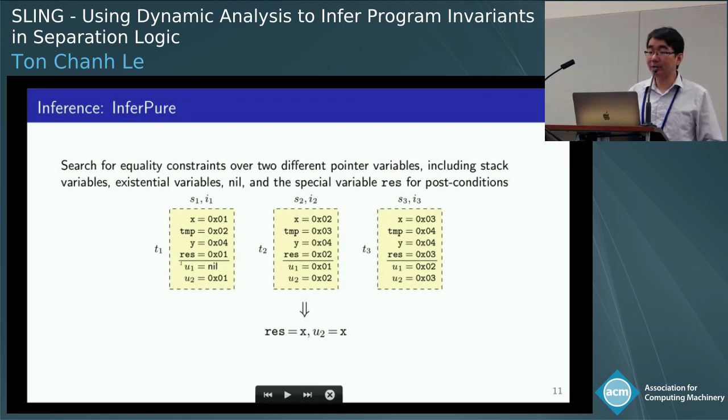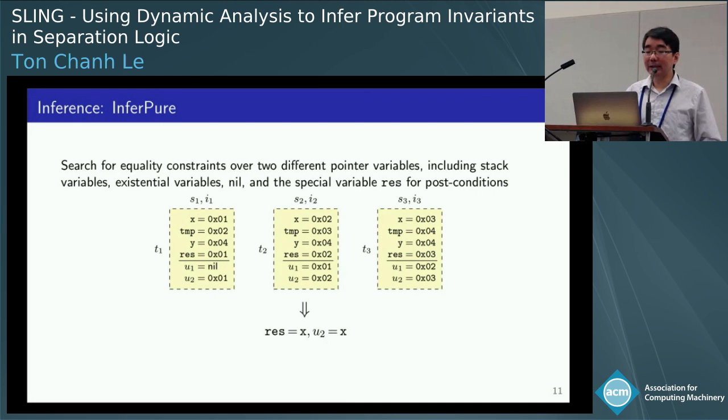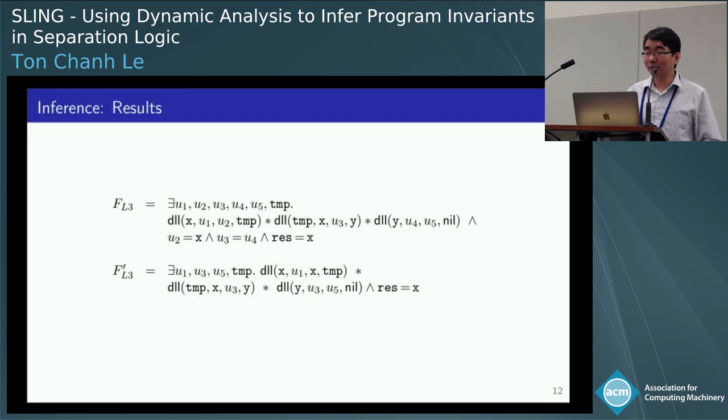From the combination between the stack and the instantiation of the existential variable, we can infer some equality constraints like the return value equal to x, and the existential variable u2 equal to x. And we continue the process on the other stack variables like temp or y, and we get the final result as a location, one of the final results at location L3 here. After the simplification, we can get the simplified result here.